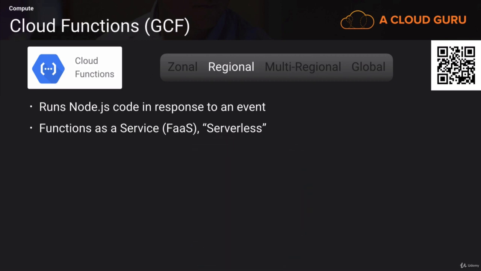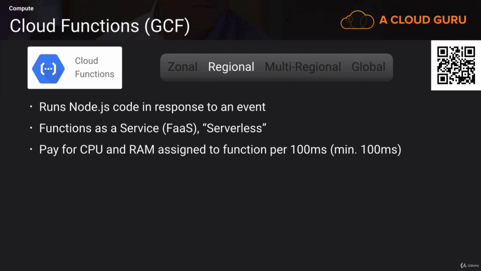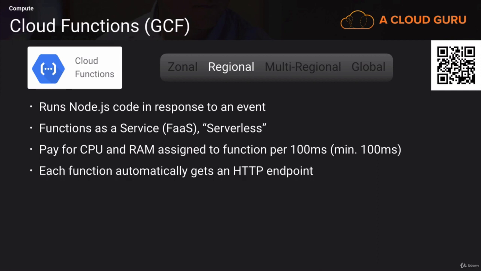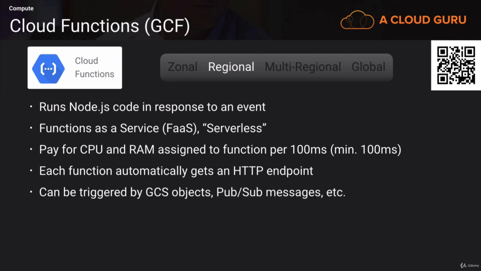A really interesting thing about Cloud Functions is that you don't have to provision a certain amount of capability and pay for that. You only pay when the function actually gets run, and you only pay for however long it runs in 100 millisecond blocks, depending on how much CPU capability and RAM you assign to that particular function. One differentiator for Cloud Functions is that every function automatically gets an HTTP endpoint, so you can trigger Cloud Functions without having to set up a separate API gateway. You can also trigger Cloud Functions based on Google Cloud Storage objects, pub/sub messages, and a bunch of other things.